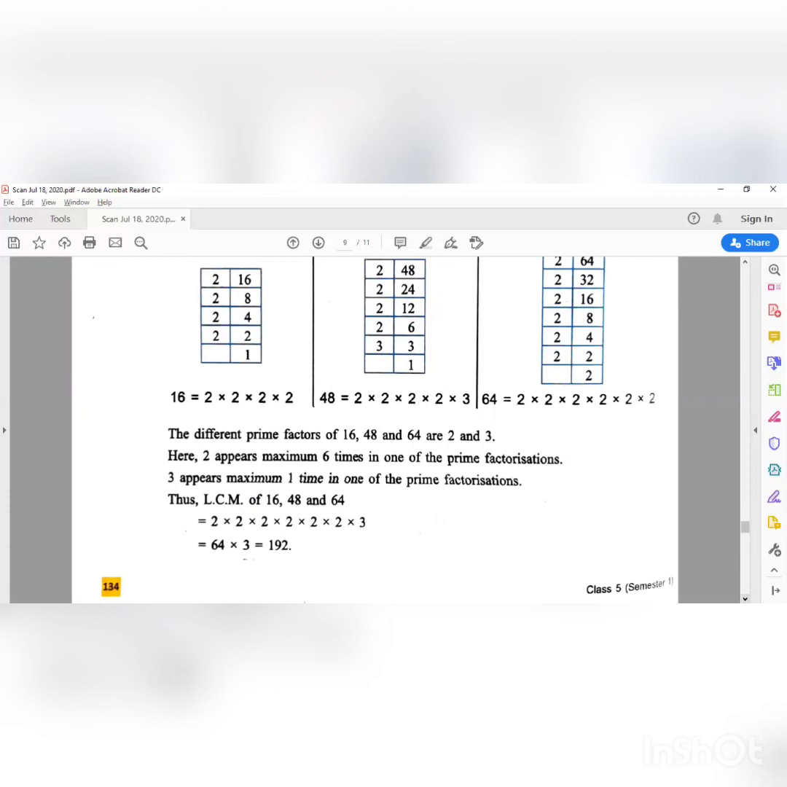So the first step for finding out the LCM by prime factorization method is, we have to express the given numbers as the product of prime factors. The second step, we have to see which number is appearing the maximum times, so we have to take out that. Next, we have to multiply it. After multiplying, we will get the final result, and the final result will be the LCM.